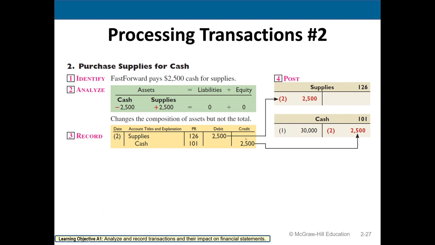So I'm analyzing what's happening. How is it affecting my equation? How do I record this? So this would be my journal entry. My supplies is a debit. Cash is a credit. And then it's showing you when you post it, you're bringing it over to those accounts.